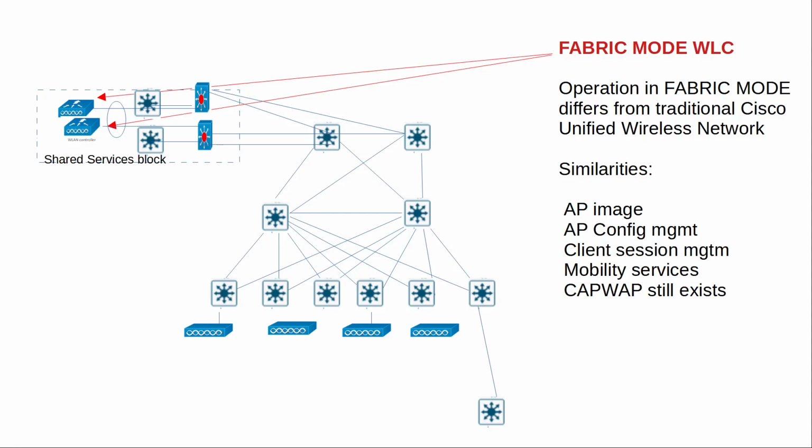Let's continue talking about fabric device roles. In this case, we're going to talk about the wireless LAN controller within the fabric. In this case, it runs in fabric mode. And the operation of the wireless LAN controller in fabric mode is different from the traditional Cisco unified wireless network operational mode. There are some similarities that are kept, though.